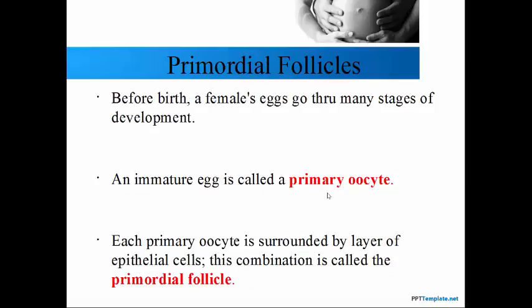Alright, just before birth, a female's eggs will go through many stages of development as the female fetus is developing. A very immature egg is called a primary oocyte. Primary means first. The oocyte, egg cell, so the very first. Now, each of these primary oocytes is surrounded by a layer of very specialized epithelial cells. So this combination of that primary oocyte plus those epithelial cells, that combination together is called the primordial follicle.